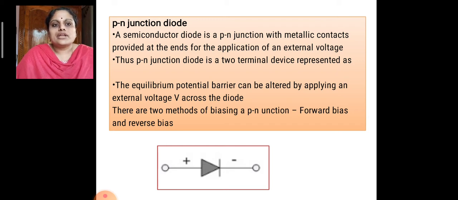The equilibrium potential barrier can be altered by applying an external voltage V across the diode. There are two methods of biasing a PN junction: forward biasing and reverse biasing. Biasing means connecting the diode to an external battery.